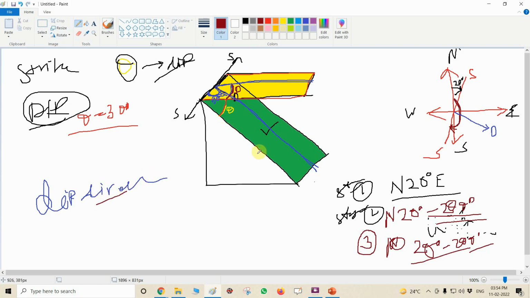So dip direction would be the direction of this side, simply from this method. So what direction is this? The dip will be written 30 degree, and what is the dipping direction? Tell me from the map. From this map, tell me what is the dipping direction.